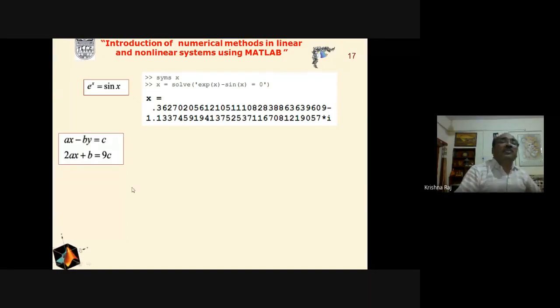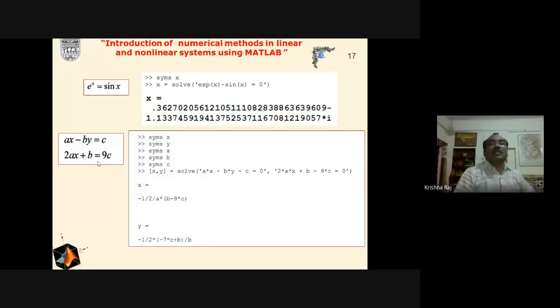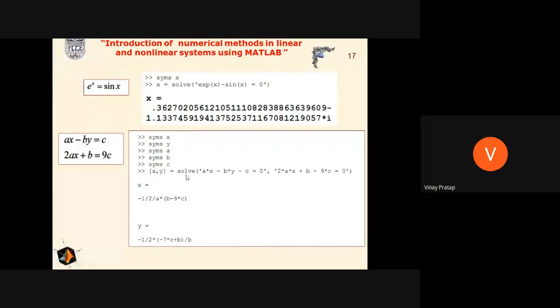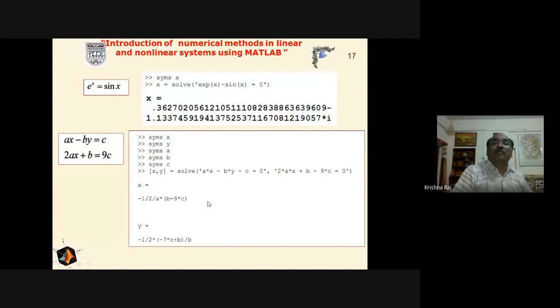Now if this is the equation, ax minus by is equal to c, 2ax plus b is equal to 9c, and we are interested in solving it, then again define the variables and coefficients, write the number of variables, and put here the solve command. We will get the result for x as well as for y.